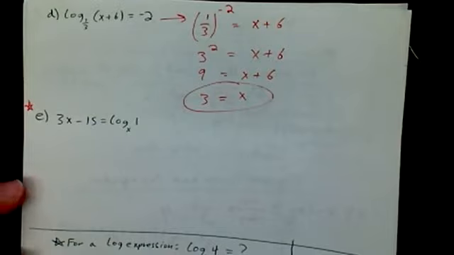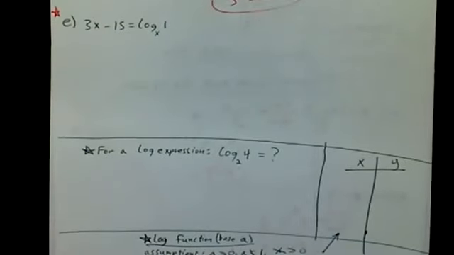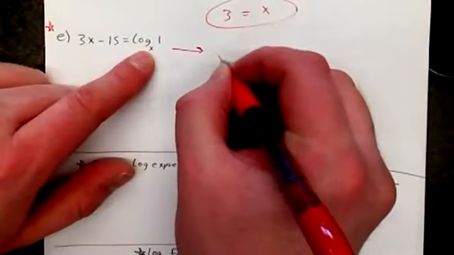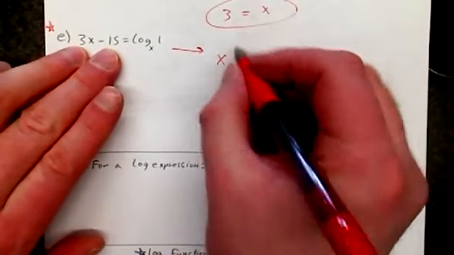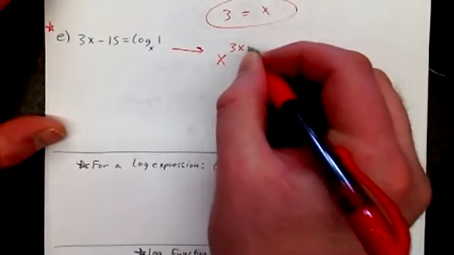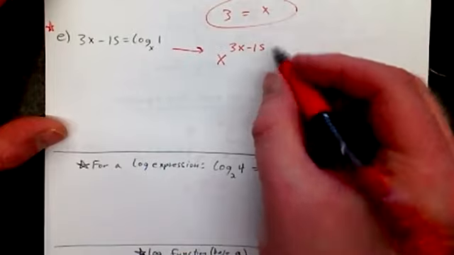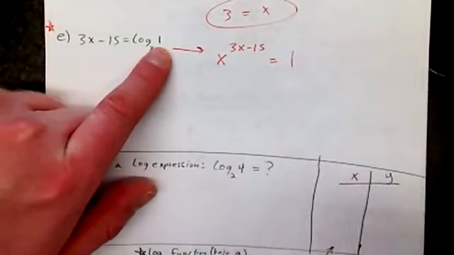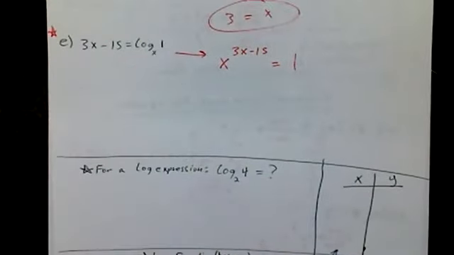Okay. Last one, E right here. I want to look at this. So we'll do the same thing. We'll say, okay, the base to whatever the other side is on the other side of the equation, x to the 3x minus 15 is equal to the argument of the log. So when you look at this, this might look a little tricky because you're like, oh, I got an x for the base, and I have another x in the exponent. How am I supposed to solve that? Here's the thing, okay?